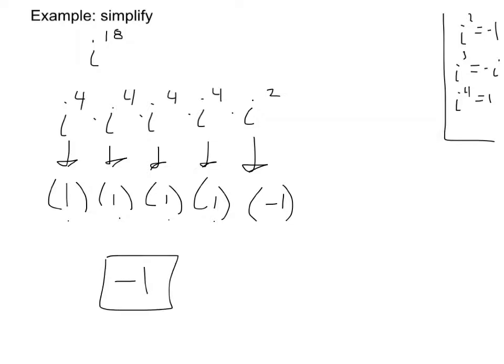This is how we work with reasonable powers of i. What we're going to look at next is how do we deal with powers of i that are even higher than all of those things. Here we go. I want us to simplify i to the 74th power, right?